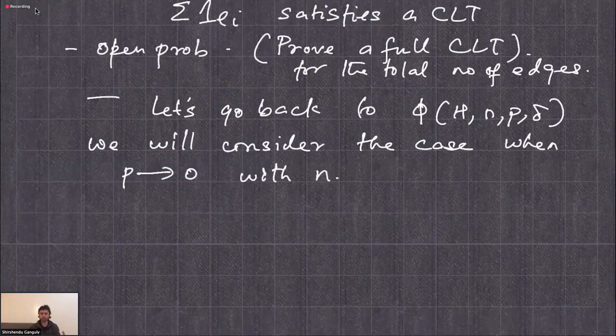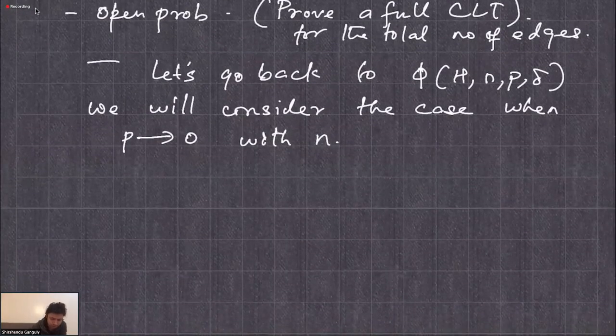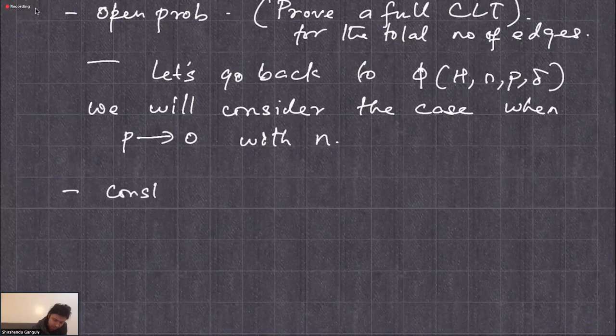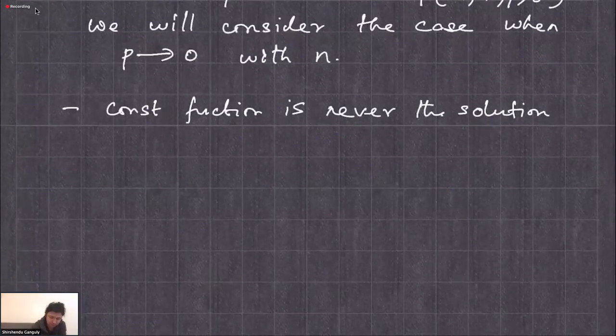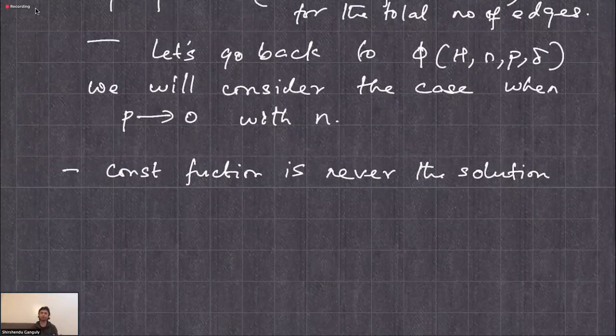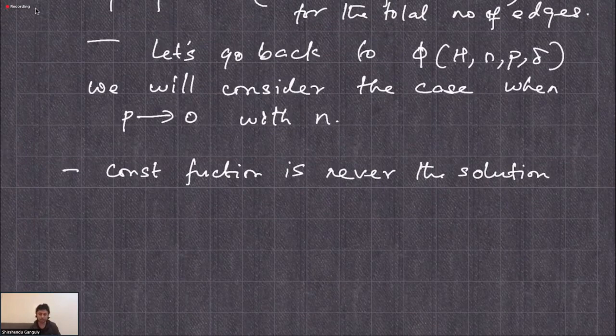Okay, so p will go to 0 with n for the rest of today's lecture and tomorrow's lecture. So first observation: the constant function is never the solution. What do I mean by that? I have this optimization problem. I want to look at a weighted graph so that the subgraph density is bigger than typical, and I want to understand what the best possible reweighting is. And the point is, I claim that when p goes to 0, the constant function is actually never the solution.